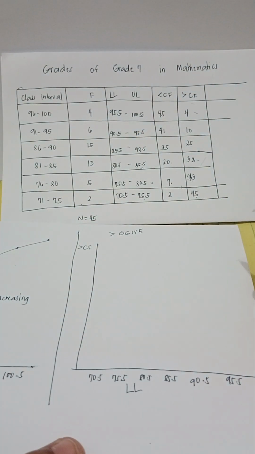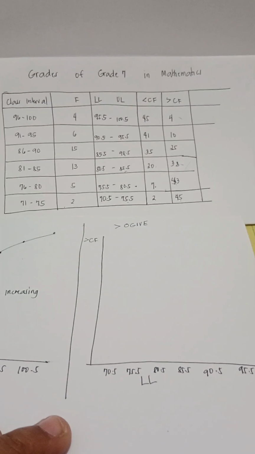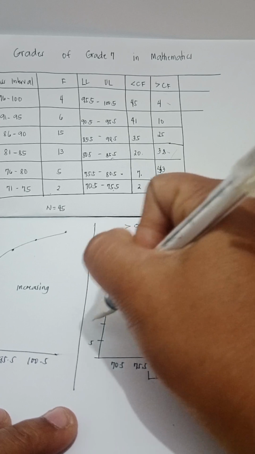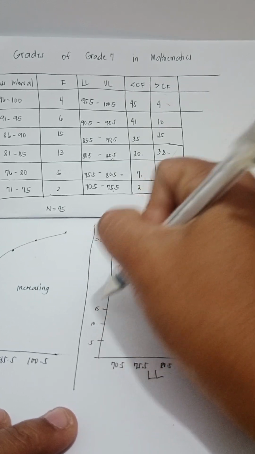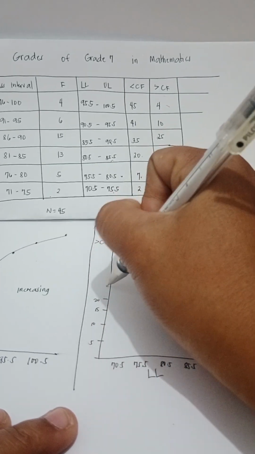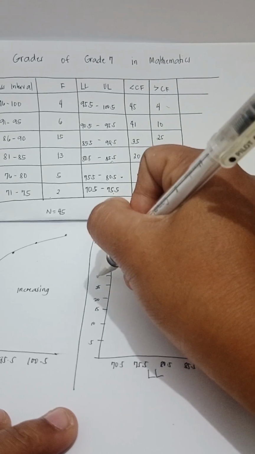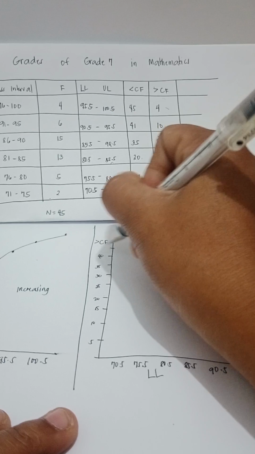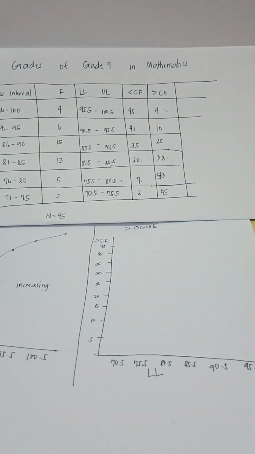frequency. Okay, I will use the multiples of 5 again as our frequency. We have 5, 10, 15, 20, 25, 30, 35, 40, and 45. Okay, let's start.